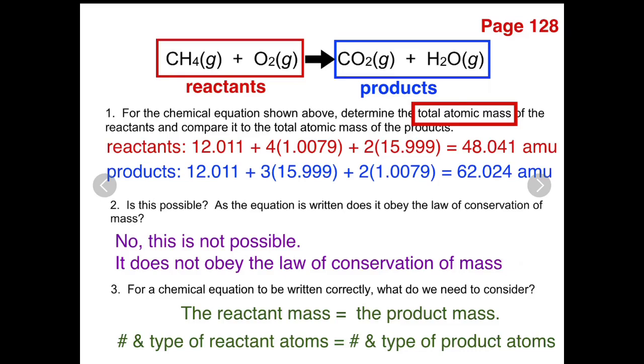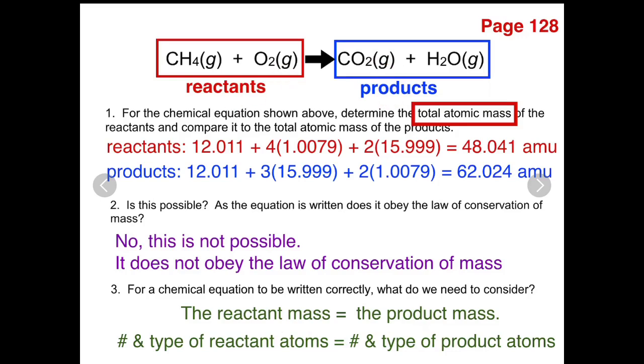Because mass comes from the type of each of those, right? So as long as the number and the type of the reactant atoms are equal on both sides, eventually the mass of these two sides, between reactant and product, will come out equal.